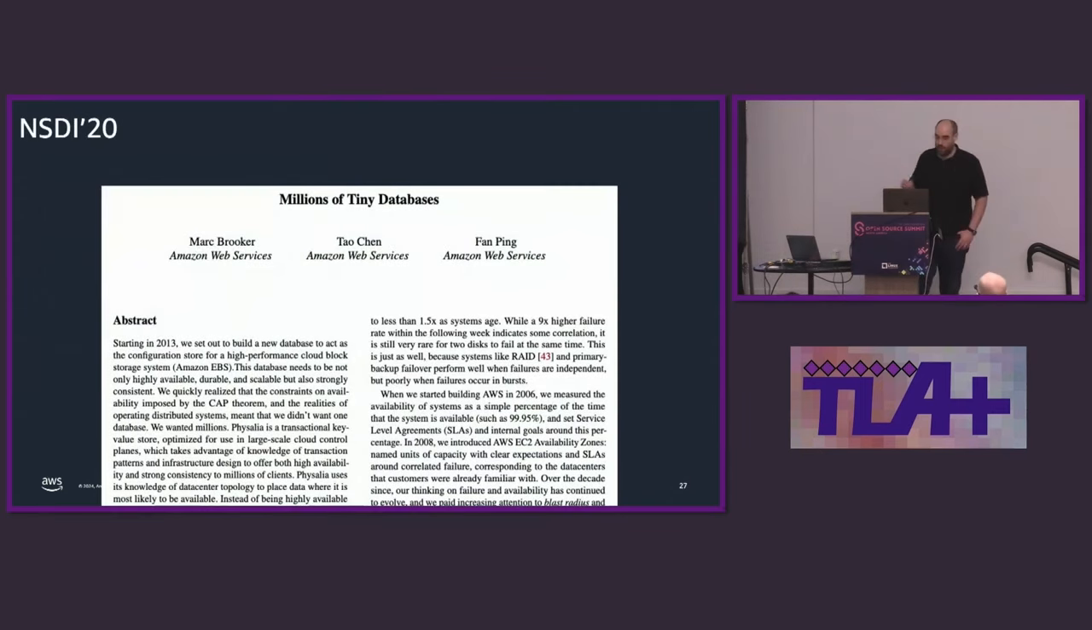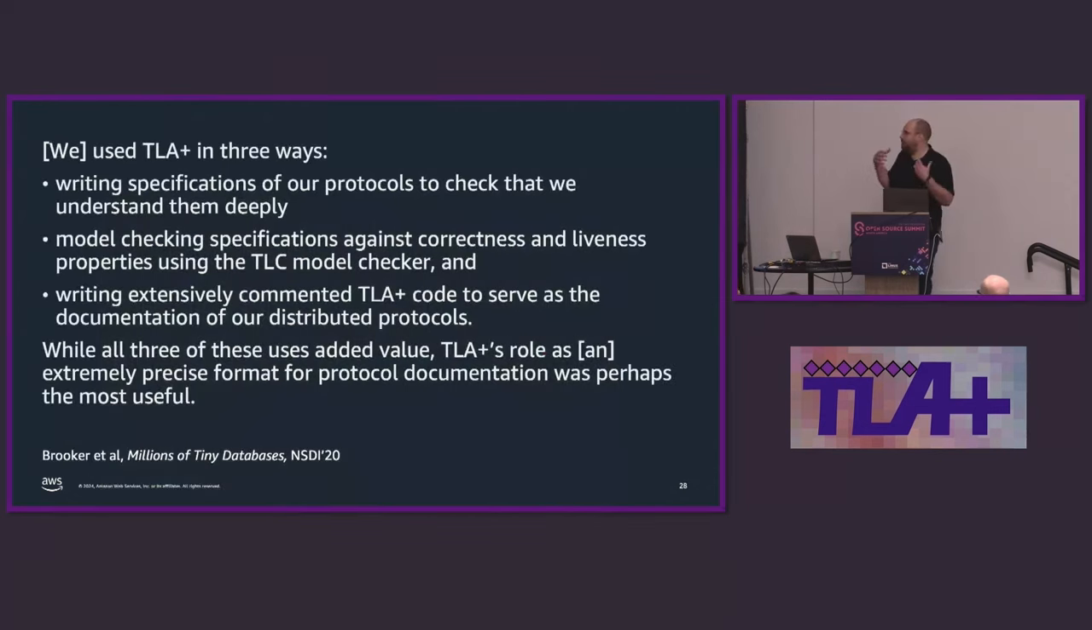And so to pick one example, we published this paper in 2020. It's called Millions of Tiny Databases, about part of the design of the control plane of EBS. And this describes a very large distributed database system with rather simple semantics. But we use TLA Plus very heavily in the construction and design of the system.